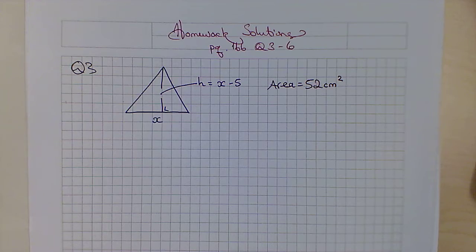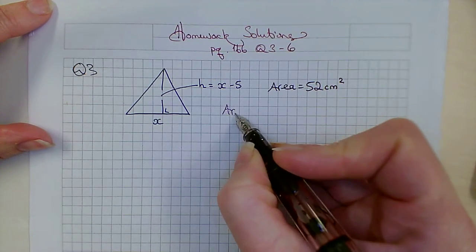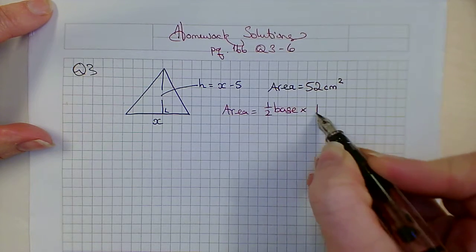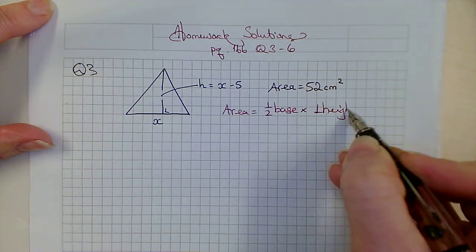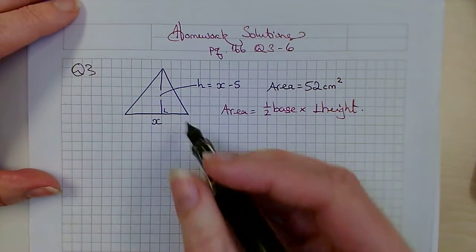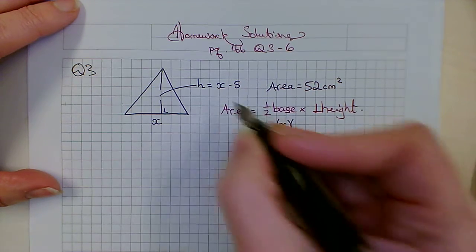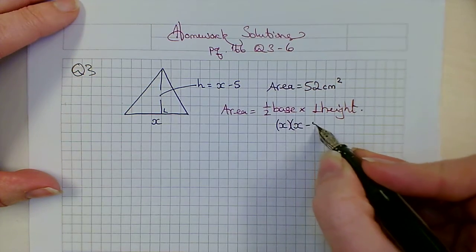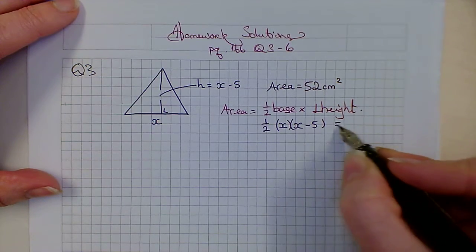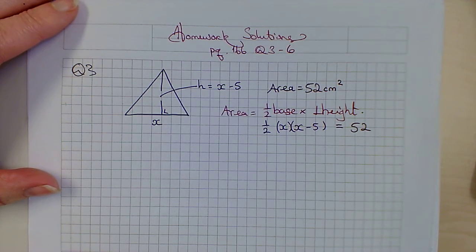So, draw a diagram, write down our formulas. The area is half the base multiplied by the perpendicular height, or however you want to write that down. So we know that the base is going to be x, and we know that the perpendicular height is going to be x minus 5, and that we're going to be multiplying that by a half. And we also know the answer, which is that that's equal to 52.